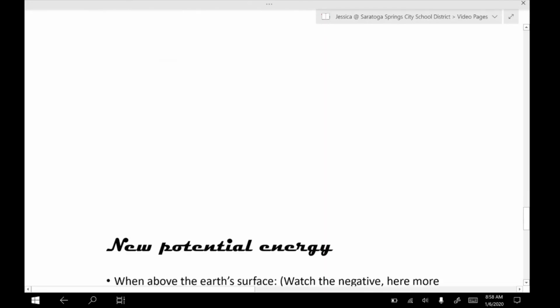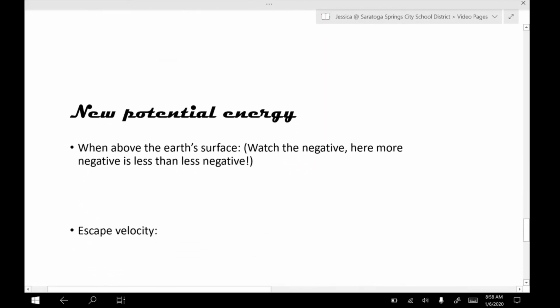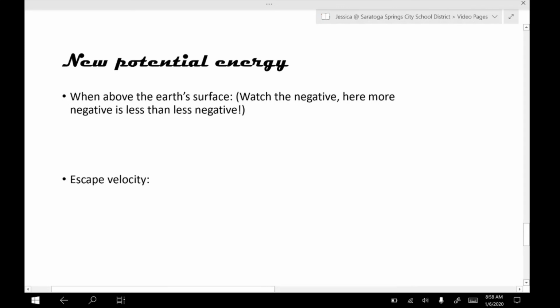Okay. So we already talked about orbital motion. Last thing I want to talk about is a new potential energy. Our old potential energy is the idea that PEG is mgh, which is great if we know the gravitational field strength, which we do not always know. So I like to call it PE big G.